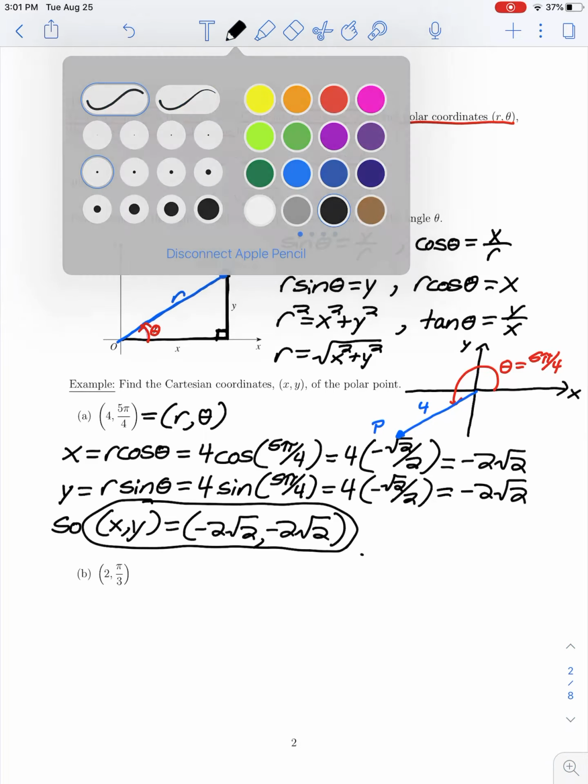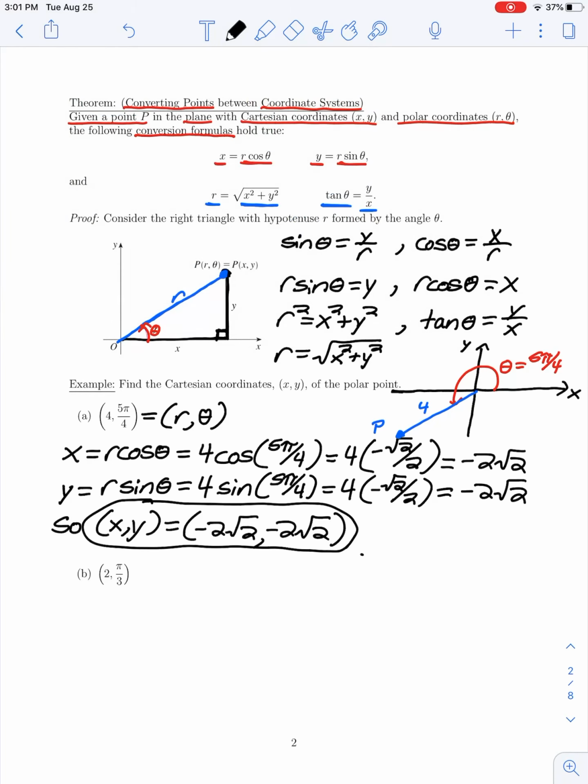Now the corresponding x and y coordinates for that point would be negative 2 root 2 and negative 2 root 2. So that's another representation of that point using those rectangular coordinates. We see that it does seem that those two sets of coordinates are representing the same point P here. So let's look at another one.